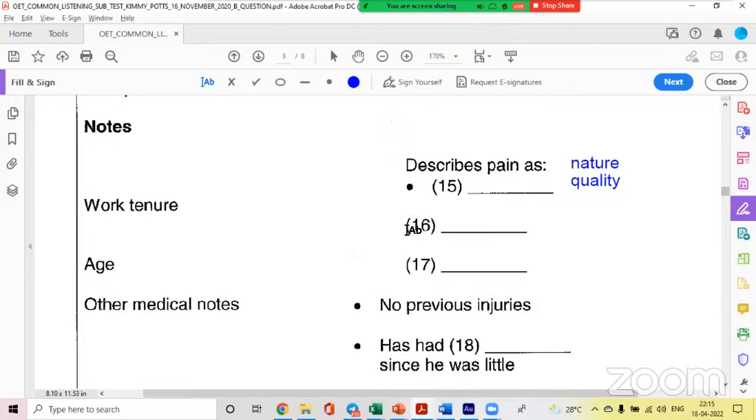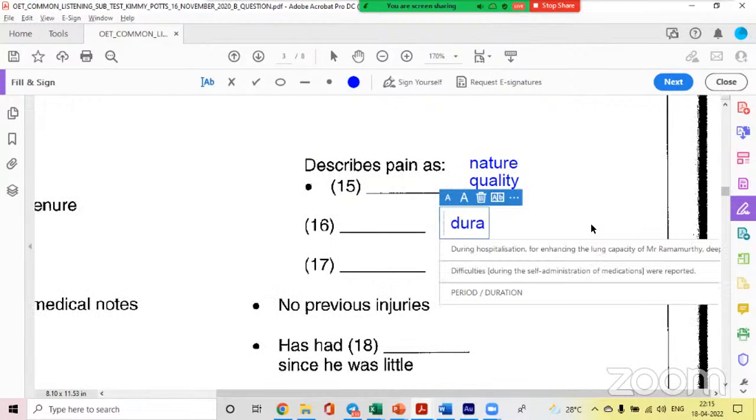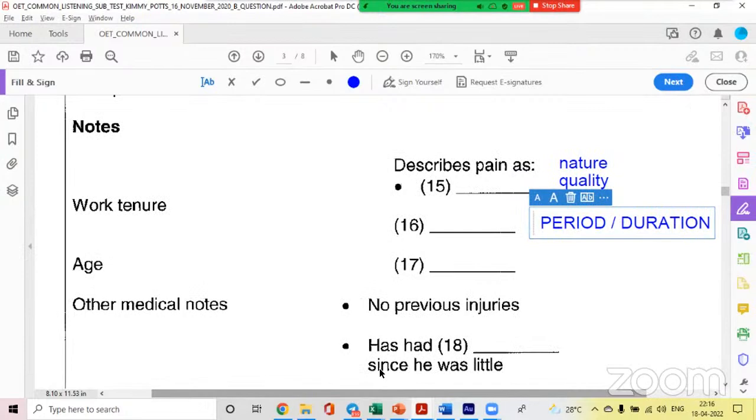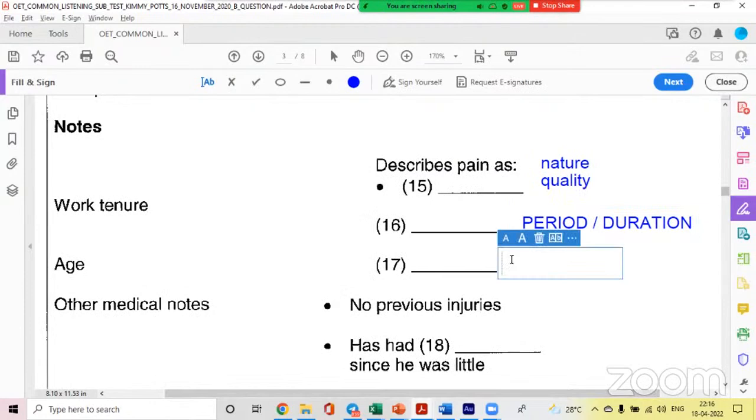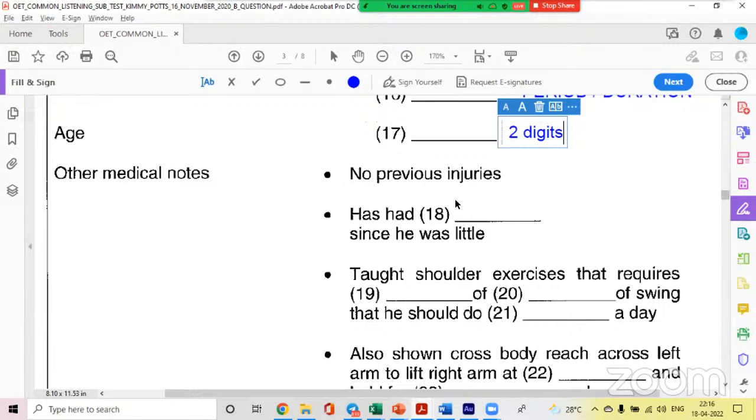So tenure means period. How much duration has he worked there? Tenure means duration or period. How many years has he worked there? Maybe 2 years or 3 years. Age, 2 digits. Okay, 32 years or 28 or 42 or whatever it is. So no previous injuries. He has had a dash since he was a child.